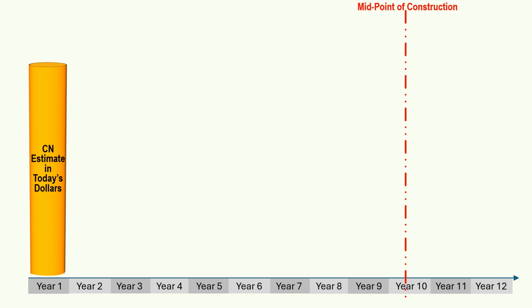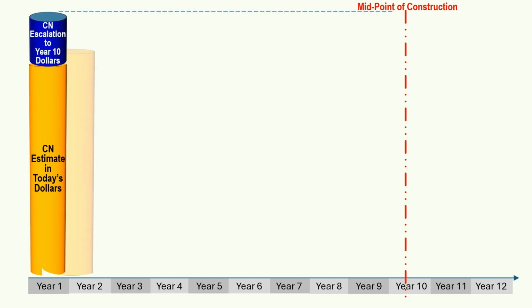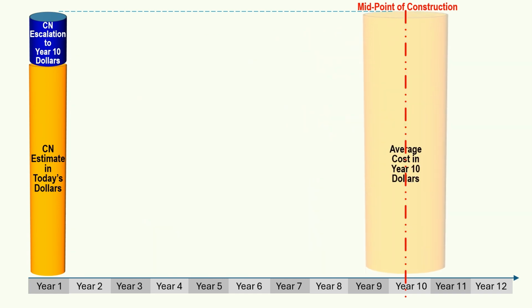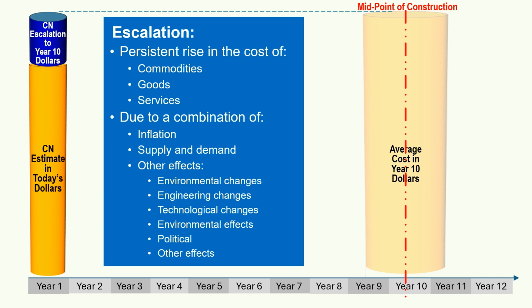Let's start with your construction phase estimate. A few minutes ago, we went through how to develop your construction estimate. In today's dollars, you will estimate the escalation from today's dollars to the midpoint of construction to convert your estimate to that year's dollars. Escalation is the persistent rise in the cost of commodities, goods, and services due to a combination of inflation, supply and demand, and other effects such as environmental changes, engineering changes, technological changes, political, and other effects.